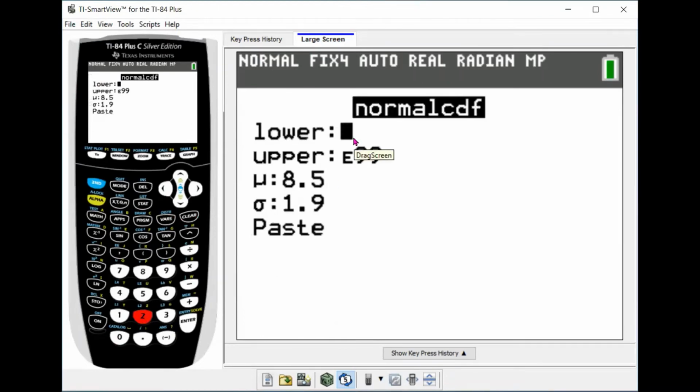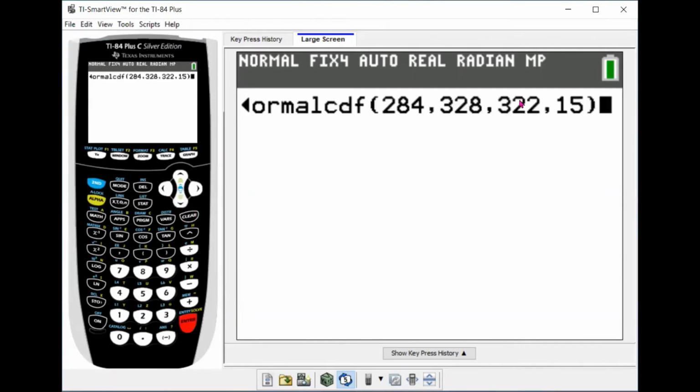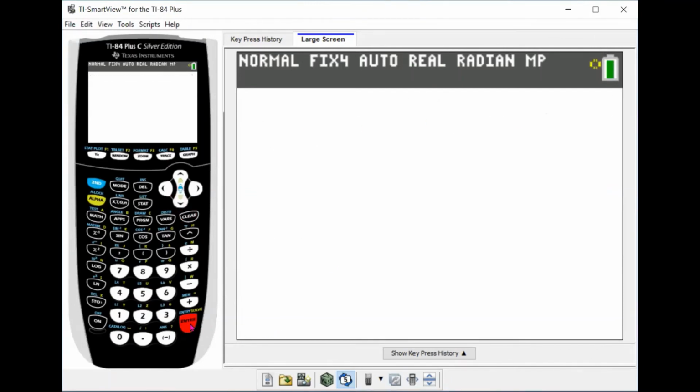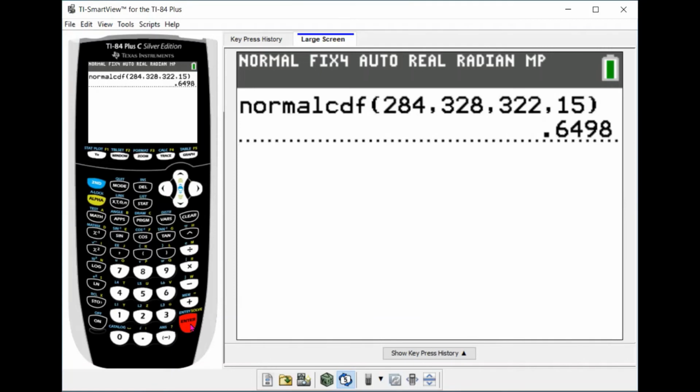Lower boundary in this case is 284. Upper boundary 328. Mean 322. Standard deviation 15. And we are going to paste this, which looks like our writing on the paper. And once you hit enter, we get the probability, which is 0.6498.